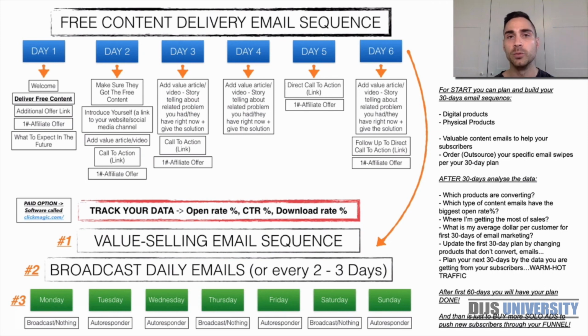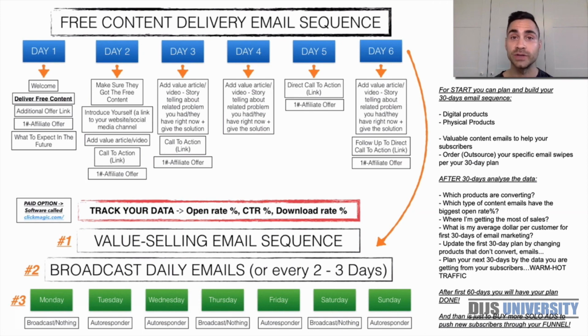After that, you're going to move to section number 2, where you're going to start to promote other similar products to your subscribers. So let's have a look at the bottom email sequence, the value selling email sequence. Second, broadcast daily emails, or you can do every 2 to 3 days. Broadcast emails are ones that you actually write for that particular day, so they're not on autopilot. You write it today and send it that particular day.